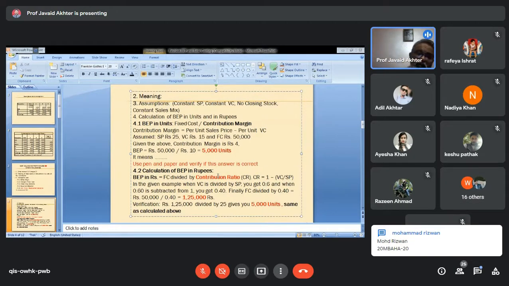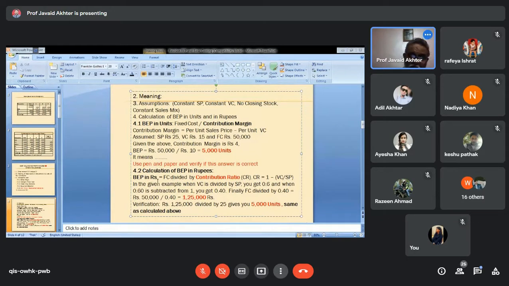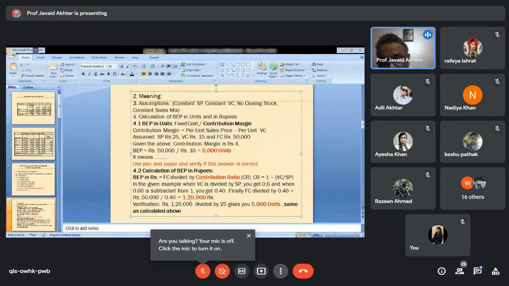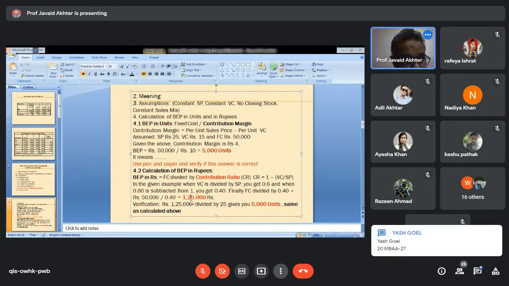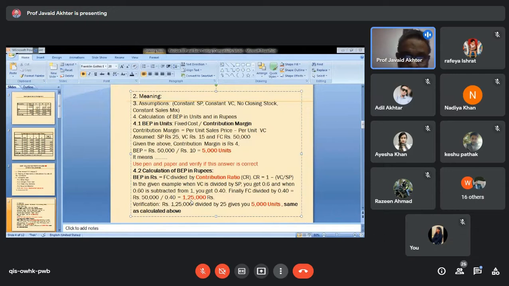What does the formula say? Formula says fixed cost divided by contribution ratio. Your fixed cost is 50,000. When it is divided by 0.4, you get 1,25,000. So 1,25,000 rupees is your answer of the above data. With the above data, if the firm is able to generate sales revenue of rupees 1,25,000, it will break even. If you are asked to verify, can you do that? Whether our calculation is correct?